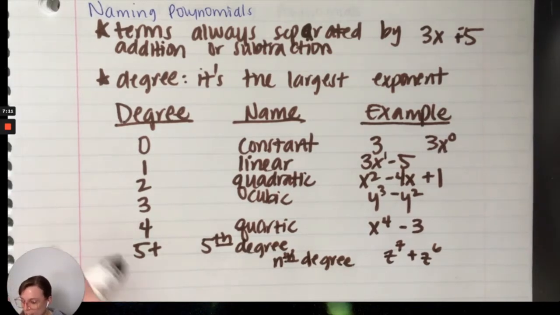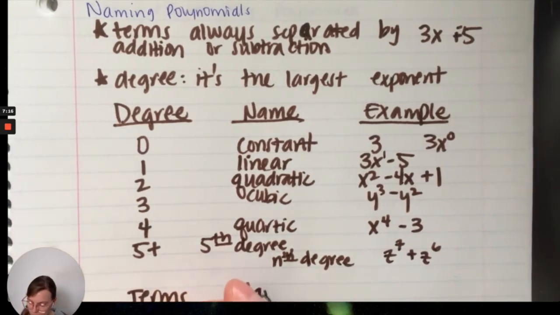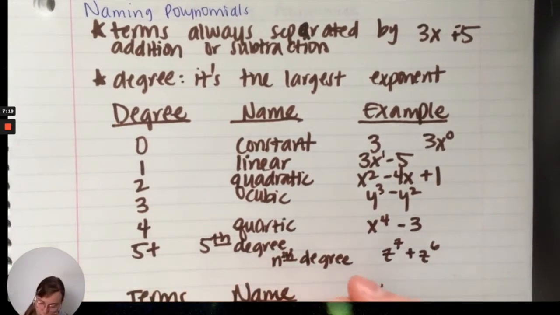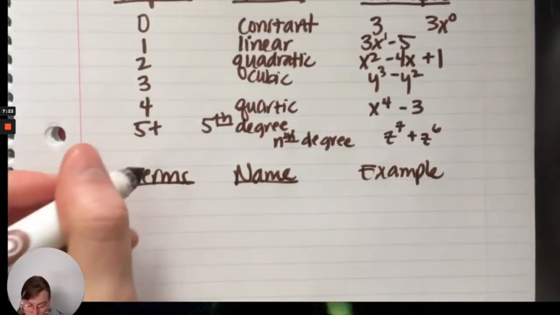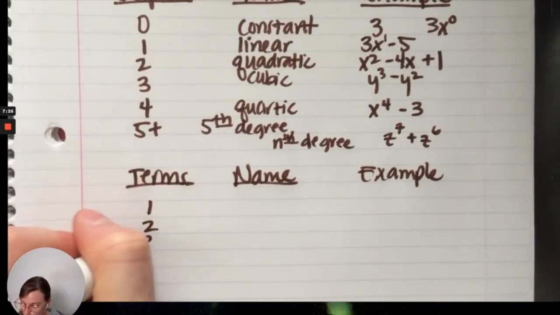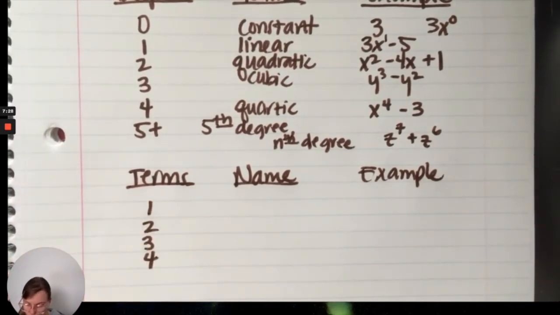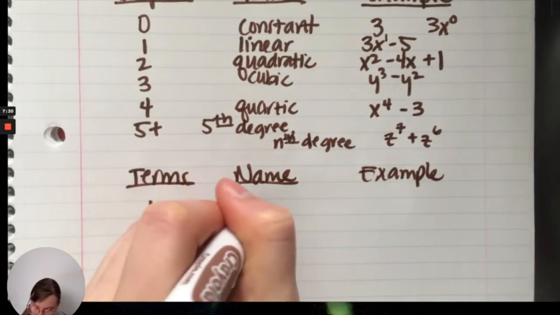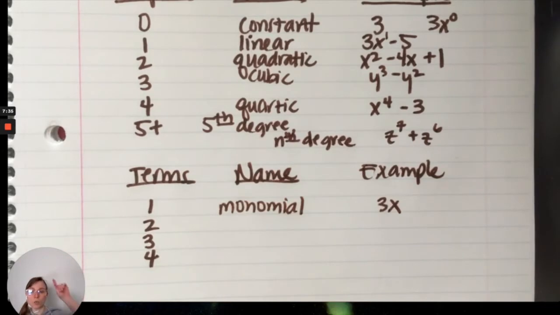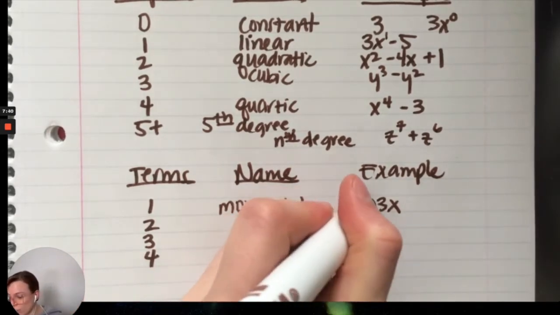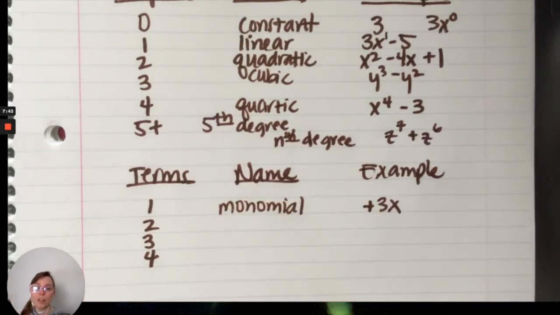All right, so then our second table is going over terms, with the name and with an example. So for terms, you could have 1 term, 2 terms, 3 terms, 4 terms. 1 term is called a monomial. So for example, 3x. This is 1 term. You don't see any pluses or minuses. This is a positive 3x. If you want to think of it as a plus in front, you're welcome to. But there's no other terms there to be separated from.